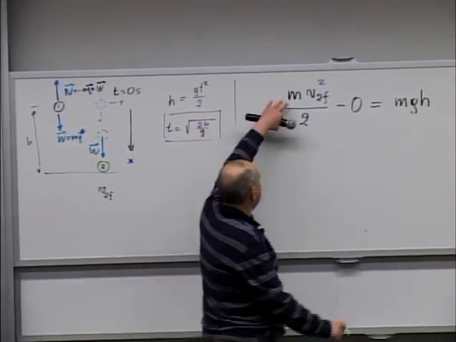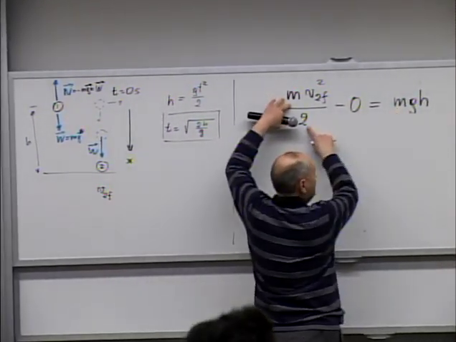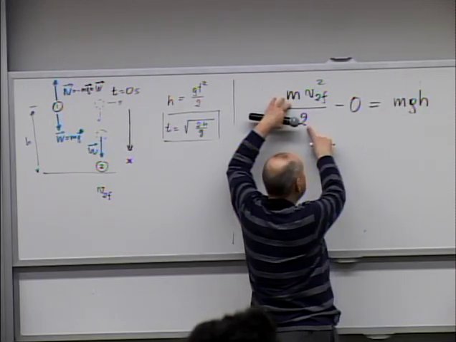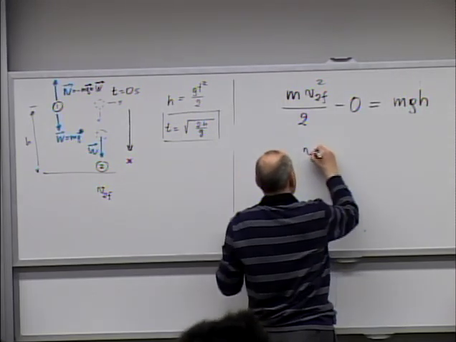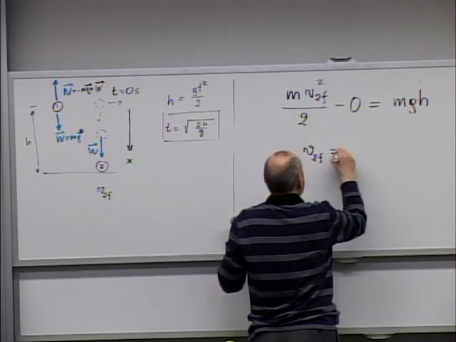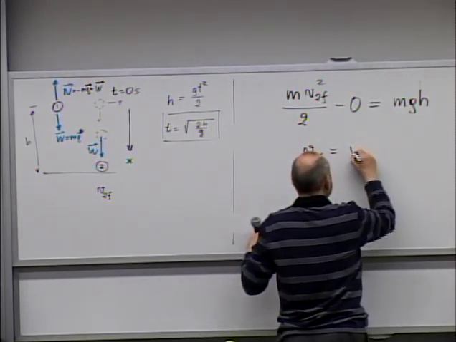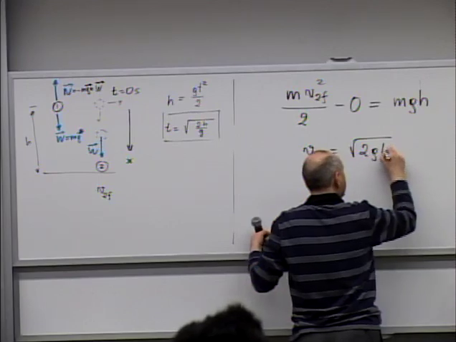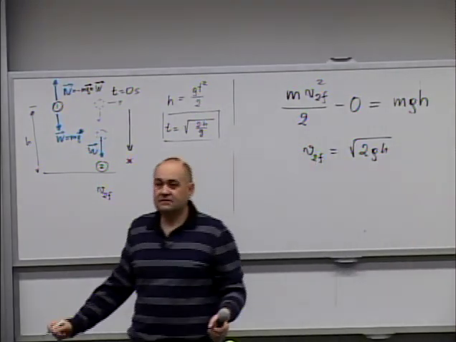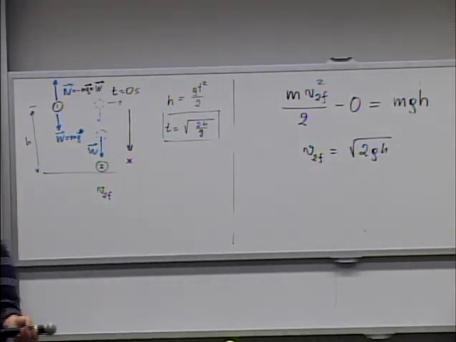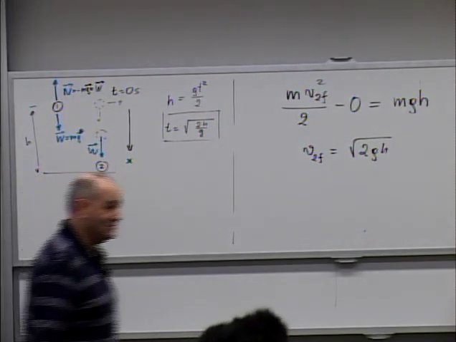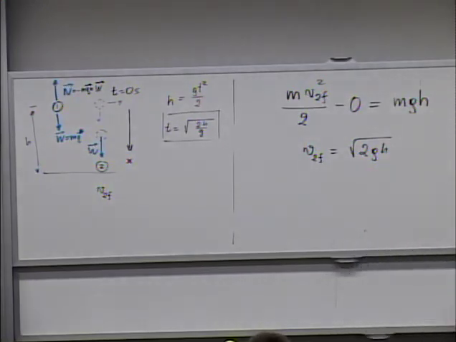So I see that m and m cancel. If I multiply both sides by 2 and take the square root, I will get the final speed as square root of 2gh. Isn't it amazing? It's a fifth solution which leads to the same answer. We are really good. If we got 2 different answers, it means that we messed up something. Taylor has a comment or question.